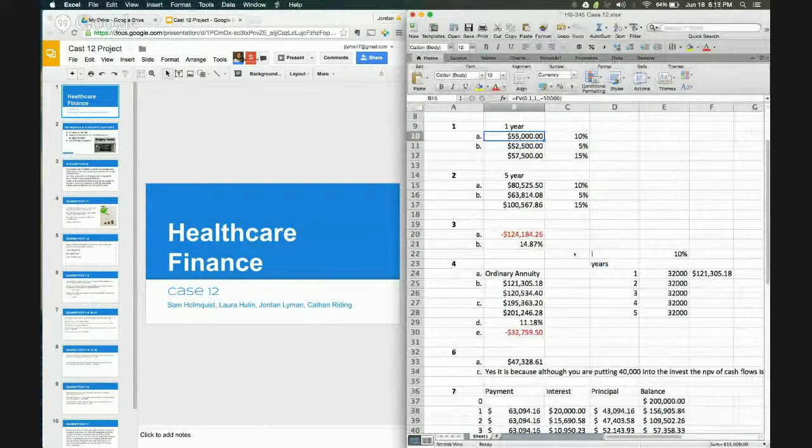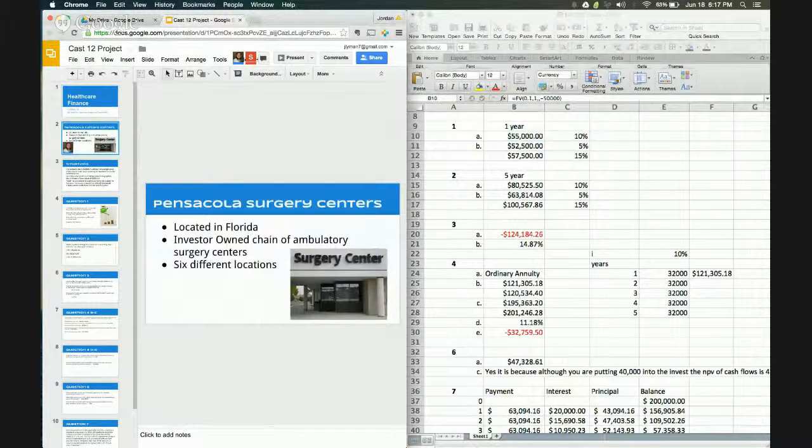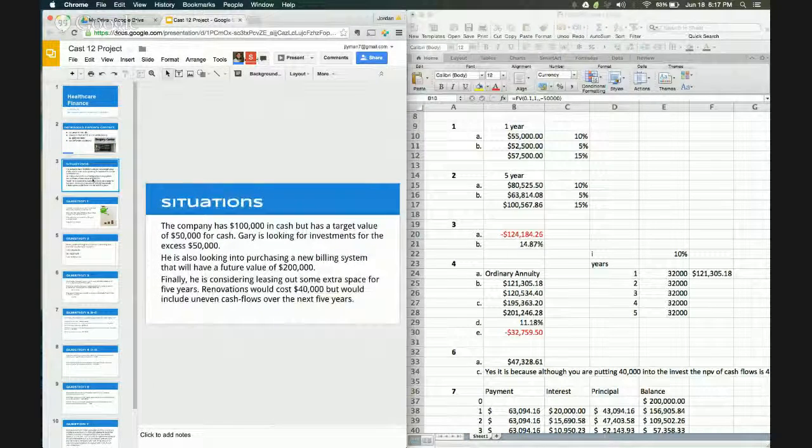Chapter 12 in healthcare finance. This case study is about Pensacola Surgery Center, located in Florida, an investor-owned chain of ambulatory surgery centers with 6 different locations. Some of the situations: the company has $100,000 in cash, but has a target value of $50,000 for cash. Gary is looking for investments for the excess $50,000.